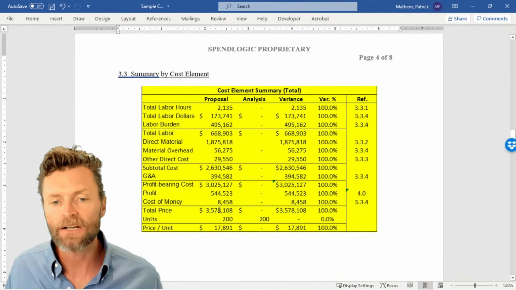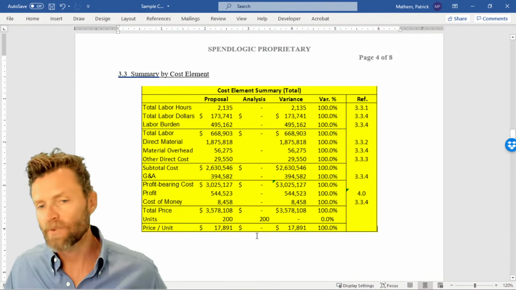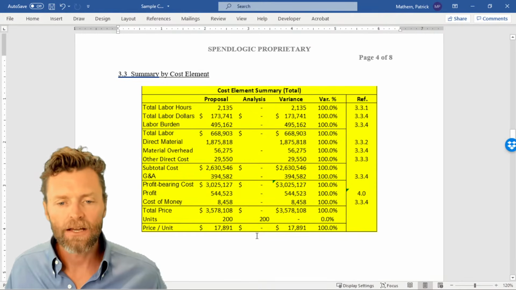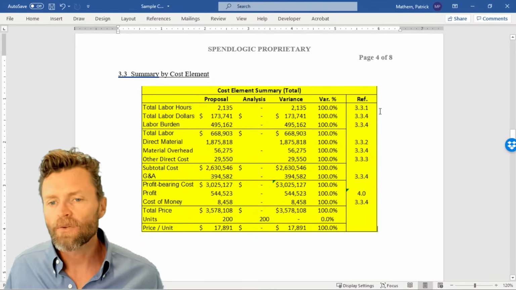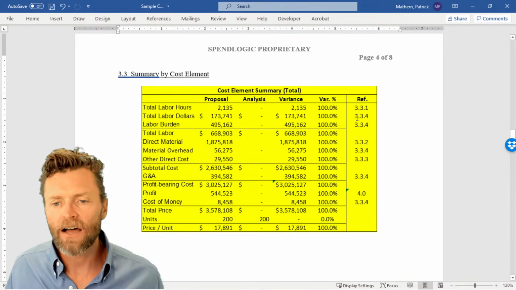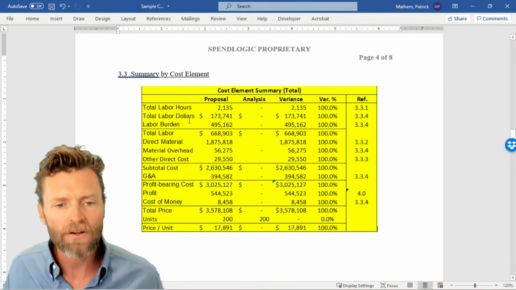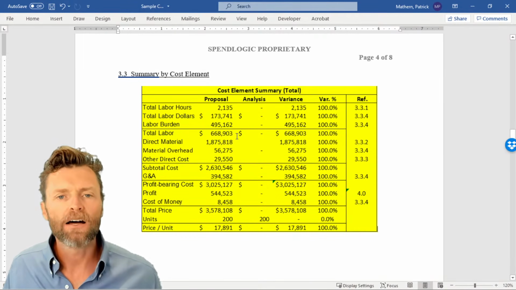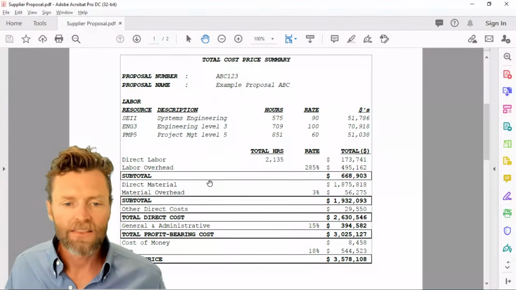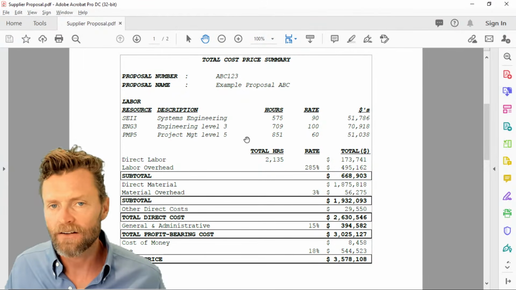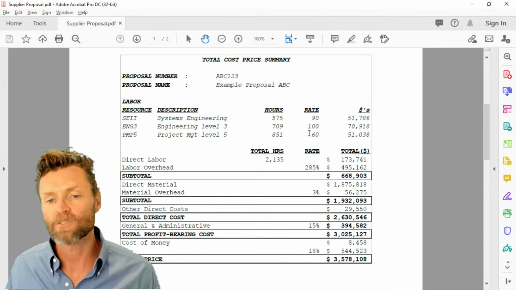You can see the proposals here. As my analysis is completed, it'll be filled in here. I've got a separate spreadsheet, and I'll show you that in a second, where all of this stuff is housed. Over here on the references side, you can see I've got references to other sections in the report. So each of these, labor hours, labor dollars, labor burdens, is going to need to be discussed in detail. Again, these are all just things that are in their proposal, and these are the cost elements that the contracting officer is going to expect you to explain.